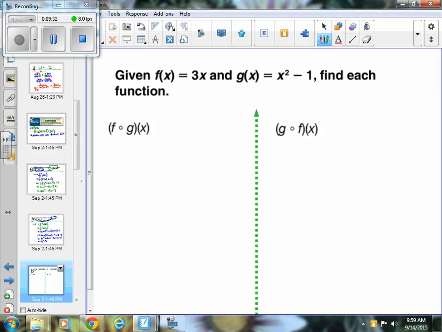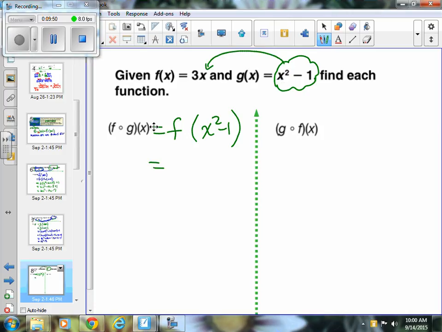Okay, so let's do one more practice going back and forth. So we have f of x, which is a line, 3x, and g of x, which is x squared minus 1. Parabola. So f of g means you're going to take whatever the function of g is and put it into the f function. So you're going to take that second function and plug it in place of the x. So that would be 3 times the x squared minus 1. So 3x squared minus 3.